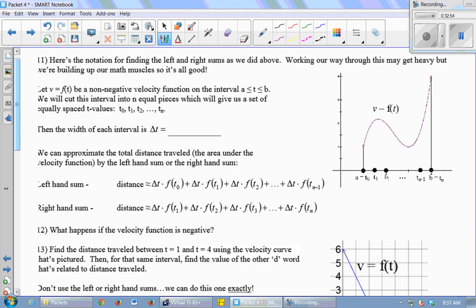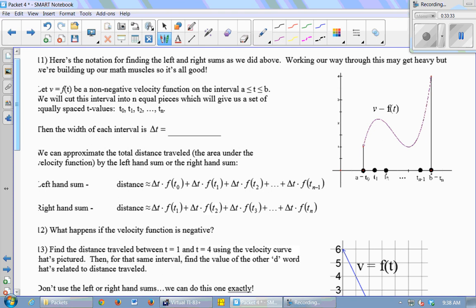Okay, so we're letting v equal f of t be some velocity function. And I've just drawn sort of a generic curve here to represent any velocity function. And we're cutting this interval from a to b into n equal pieces. So a is going to be represented as t sub 0, and then I've got t1, t2, t3, up to tn, which is at b. So I'm breaking this interval a to b into n equal pieces, and I'm going to make rectangles on each of those little intervals.